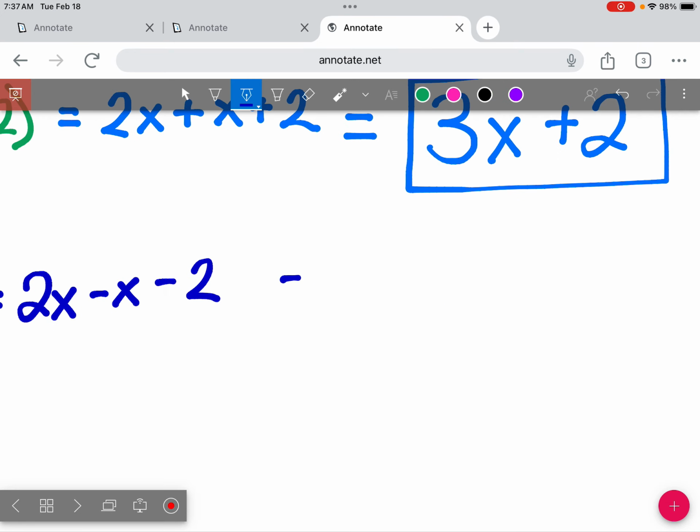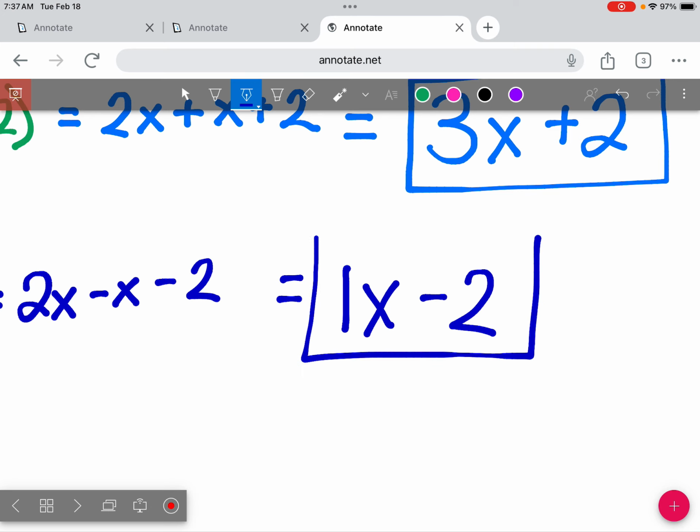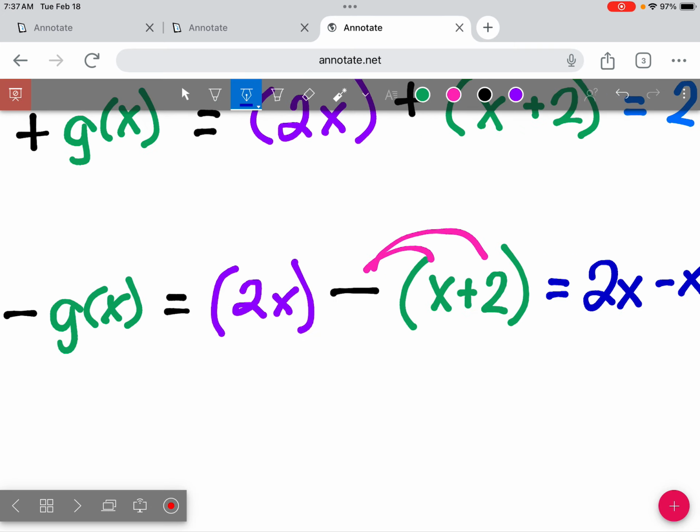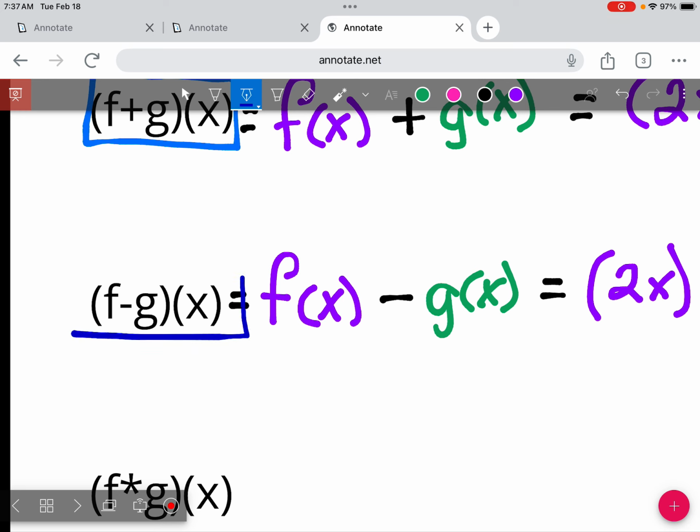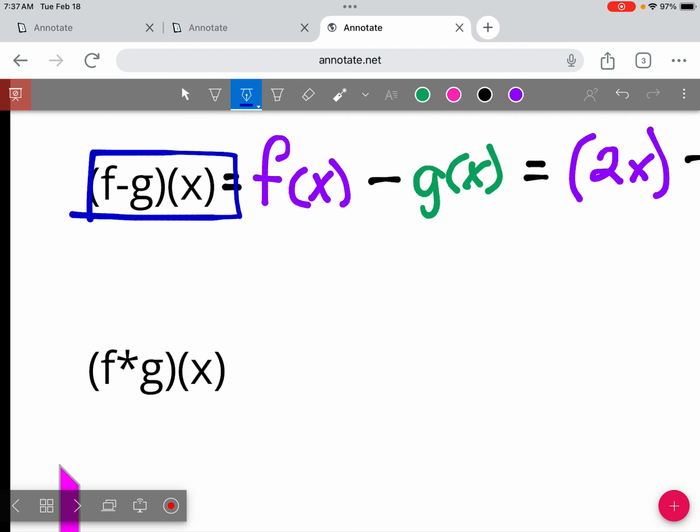2x minus x minus 2. 2x minus x gives me just 1x minus 2. And this is what we get for our f minus g of x: 1x minus 2. You can also just put x minus 2. That's totally fine. They mean exactly the same thing. Questions on either of those two? Because we've done those pieces before, but it's been a minute, so it's nice to go through them again a little bit slower.